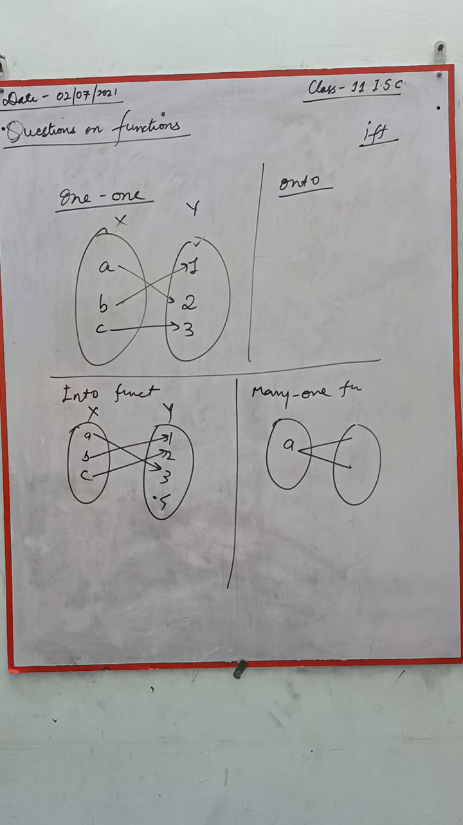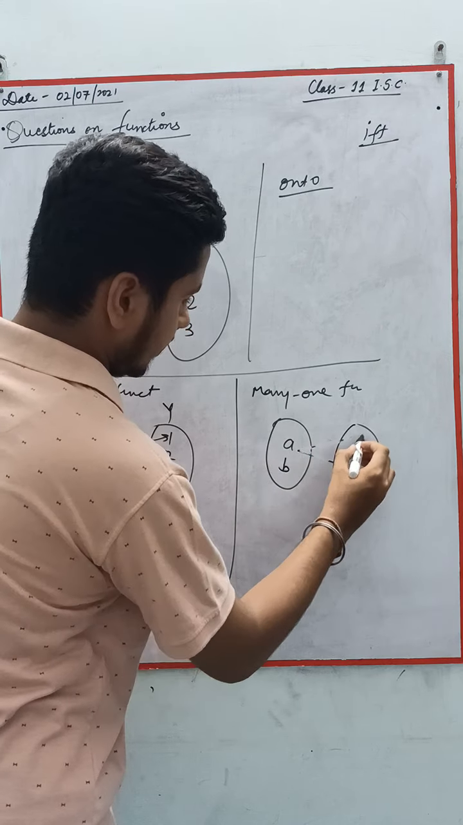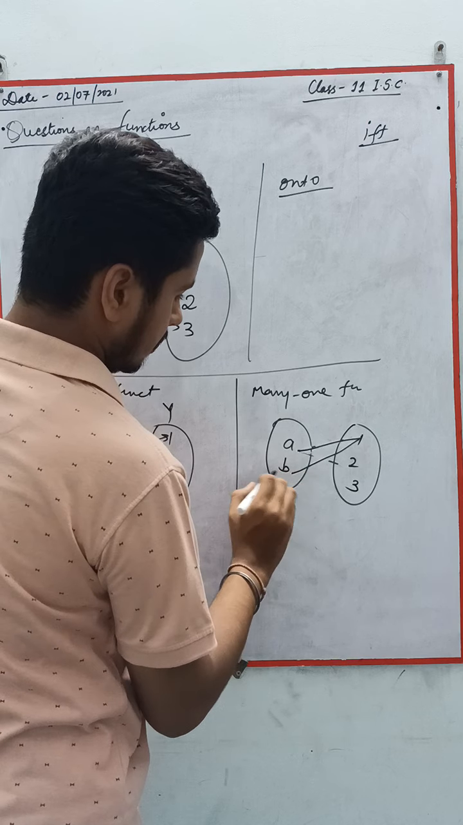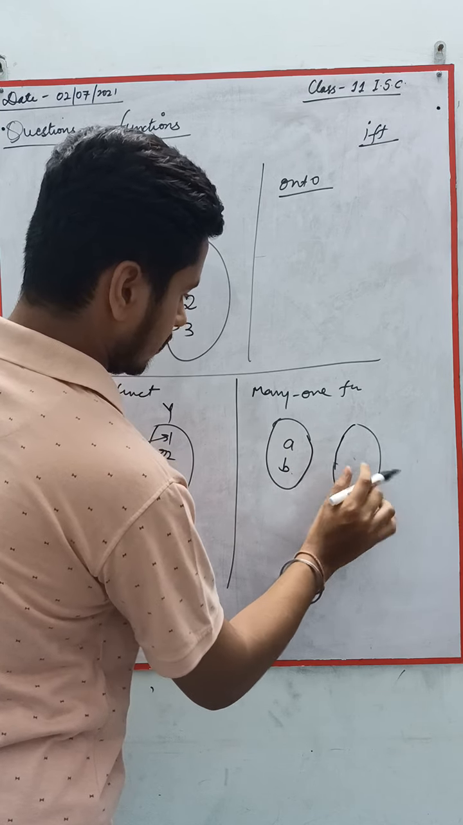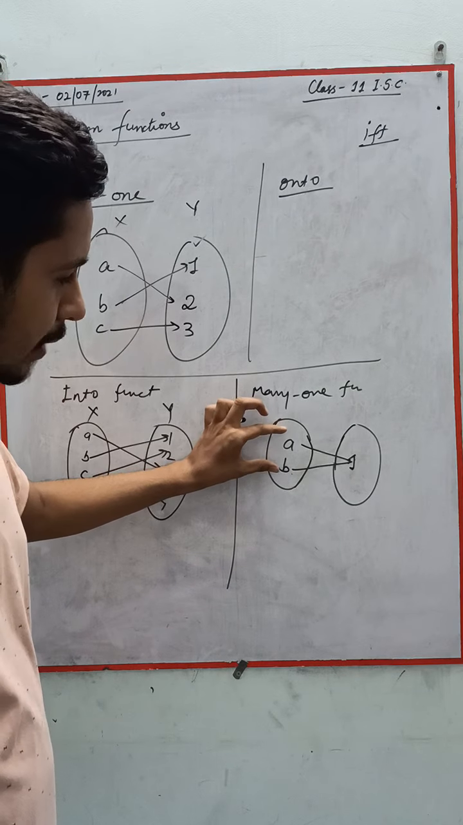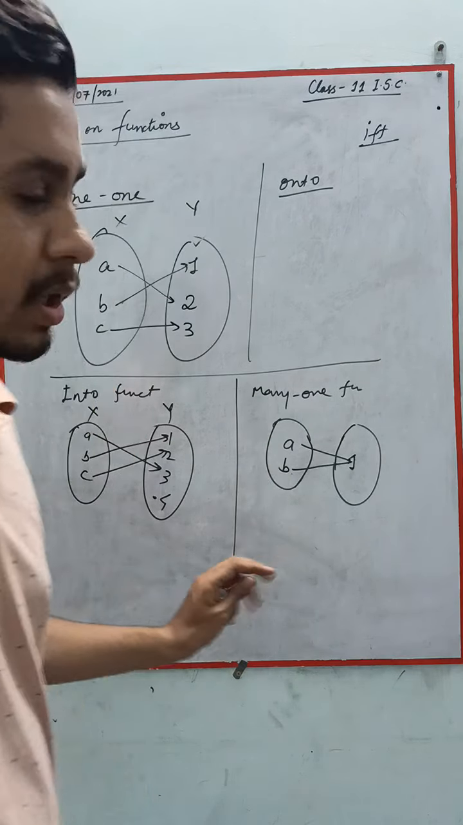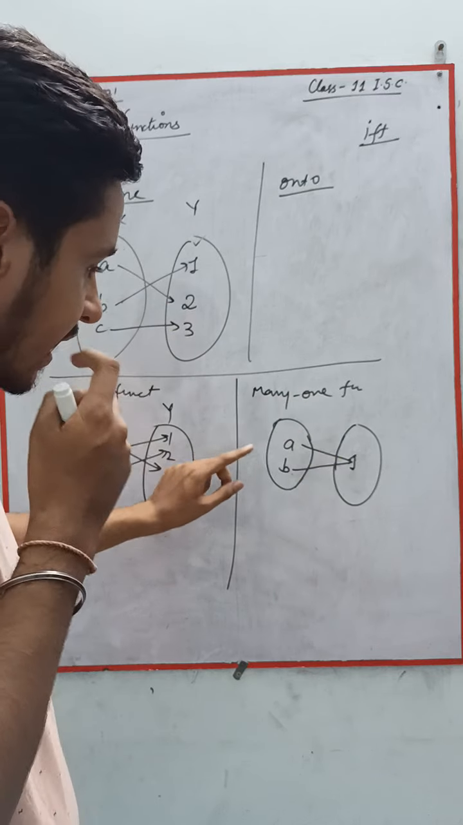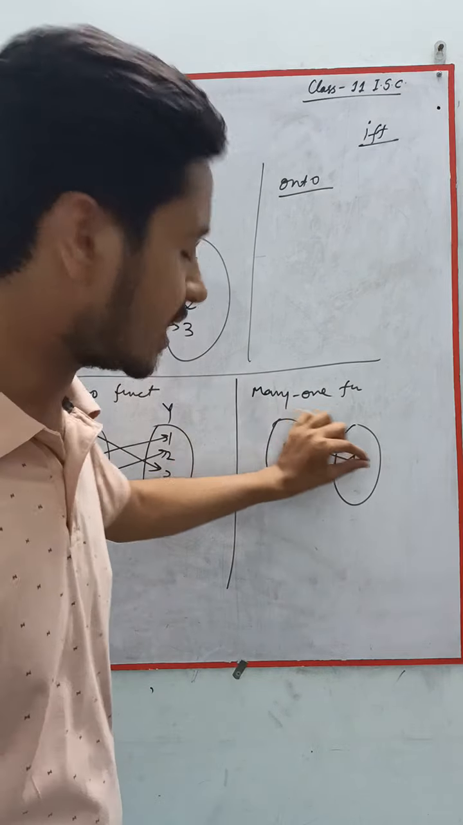Then the many-one function says that two elements can have the same image. Can you see, in many-one, these two elements a and b are having the same image here. So this is the example for a many-one function. I told you the two elements can have the same image, but an element cannot have two images.